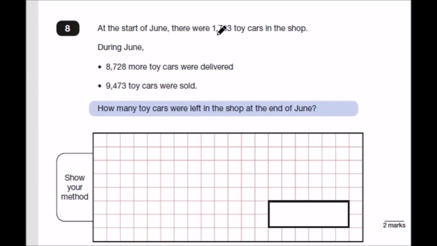The way we look at it, we first have to see how many there were in the beginning. There was this amount in the beginning, 1,700 or so. At least over 8,700 were added, and then 9,400 sold, so we subtract. So let's put a plus sign, so we want to add this one, and then we want to subtract this from the original solution.